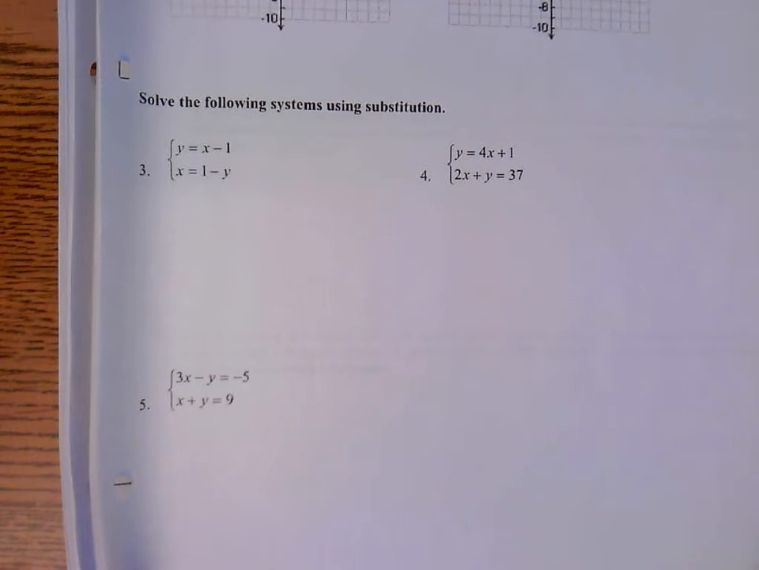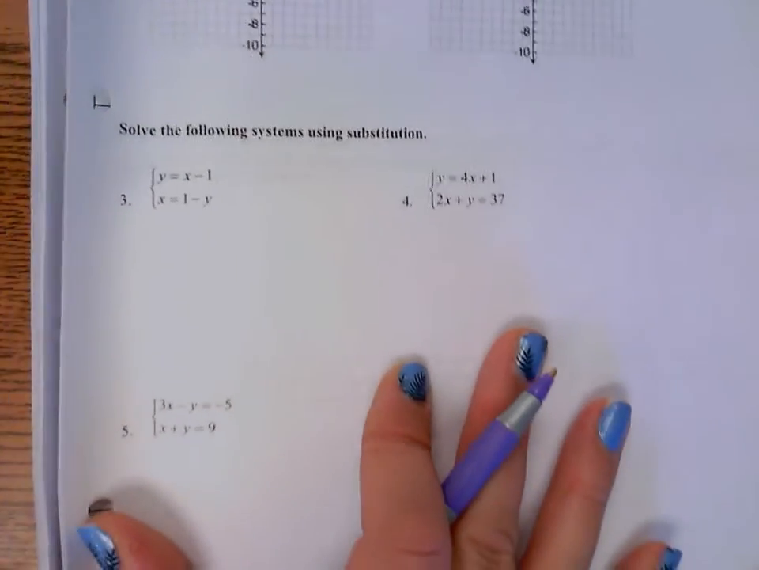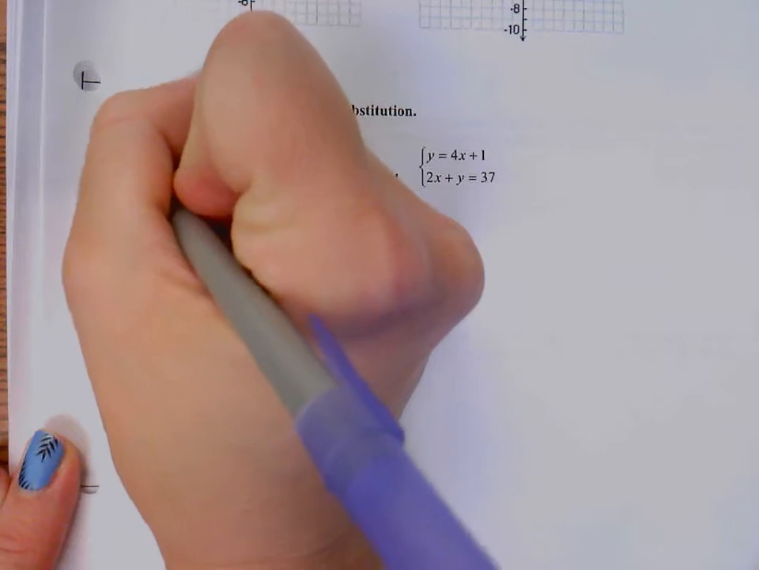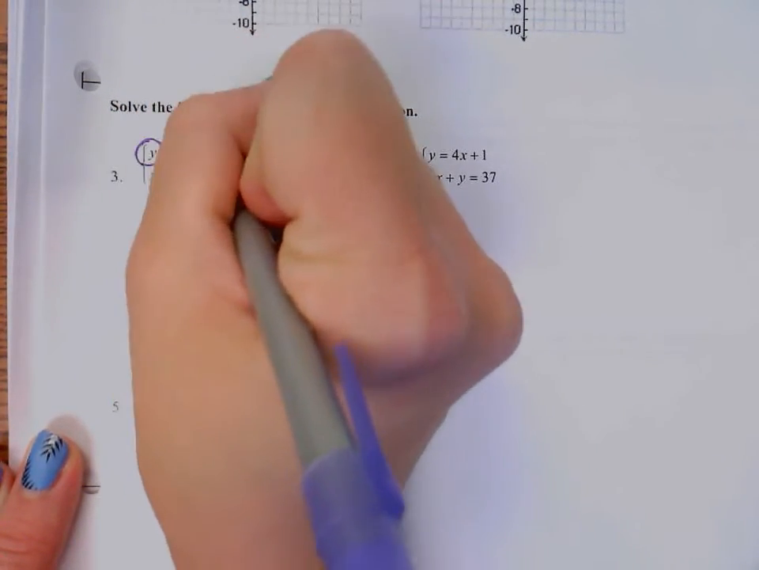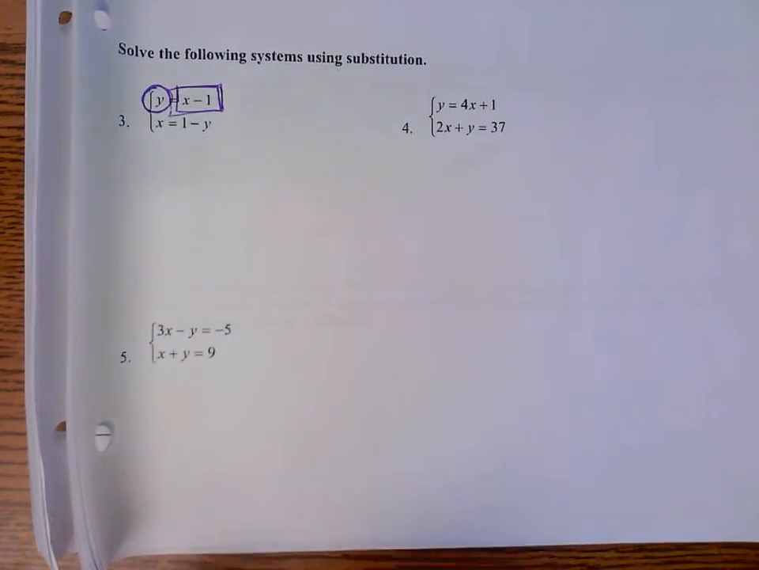Do I have one of the variables by itself? This is guided practice 212. Do I have one of the variables by itself on number 3? Just go for the first one, right? So this y is by itself, right? What do I do with this rectangle part? Where do I put that x minus 1? I'm on 212, the guided practice. We already did the notes on 212, so I skipped ahead to the substitution practice.